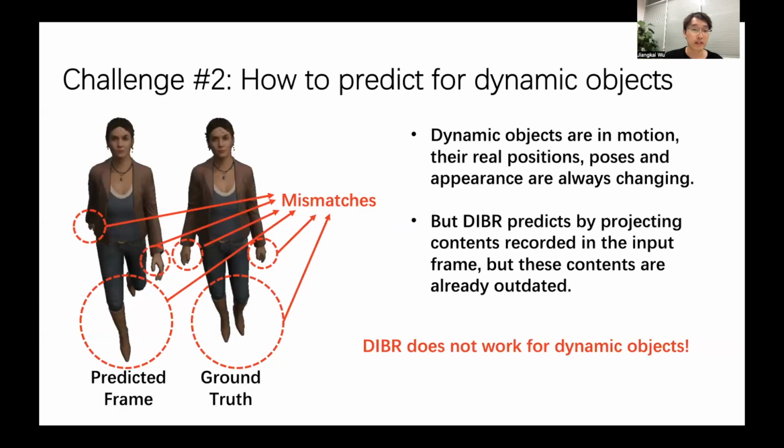The second challenge is DIBR doesn't work for the dynamic objects. As shown in the figure, there are many mismatches between the predicted image and the ground truth image. This is because DIBR predicts by projecting contents recorded in the input frame. For static objects, DIBR works well. But for the dynamic objects, such as the in-game character, they are always in motion. Their real positions, poses, and appearance are always changing. So the content stored in the input frame is already outdated, causing prediction errors.